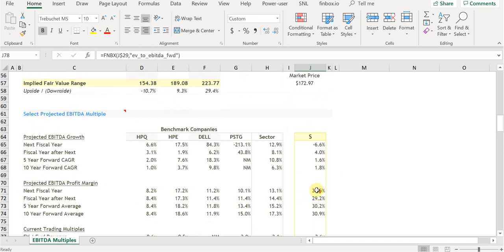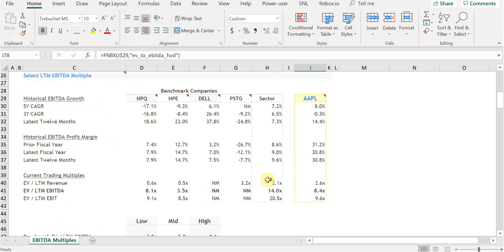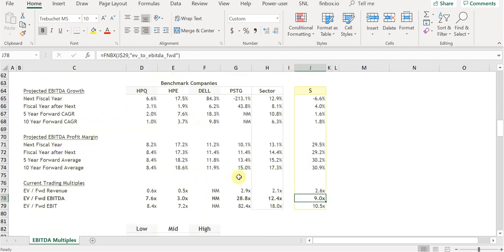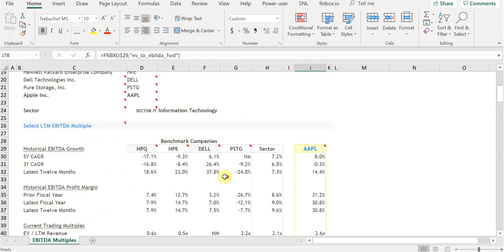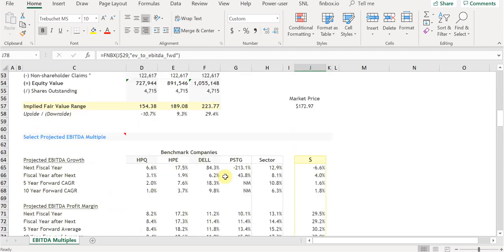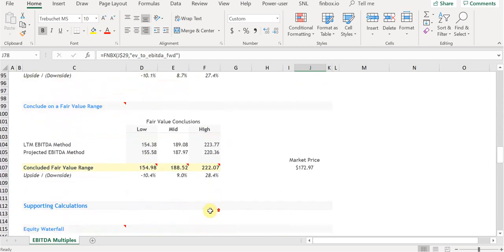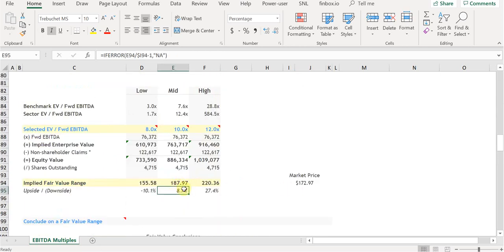So, yeah, at 10 times, and you have companies like Microsoft trading at 16 times EBITDA, it's not unreasonable to assume that 10 times would represent a decent value for Apple. That would imply a 188.97 price relative to a market price of about 173 at the current moment.